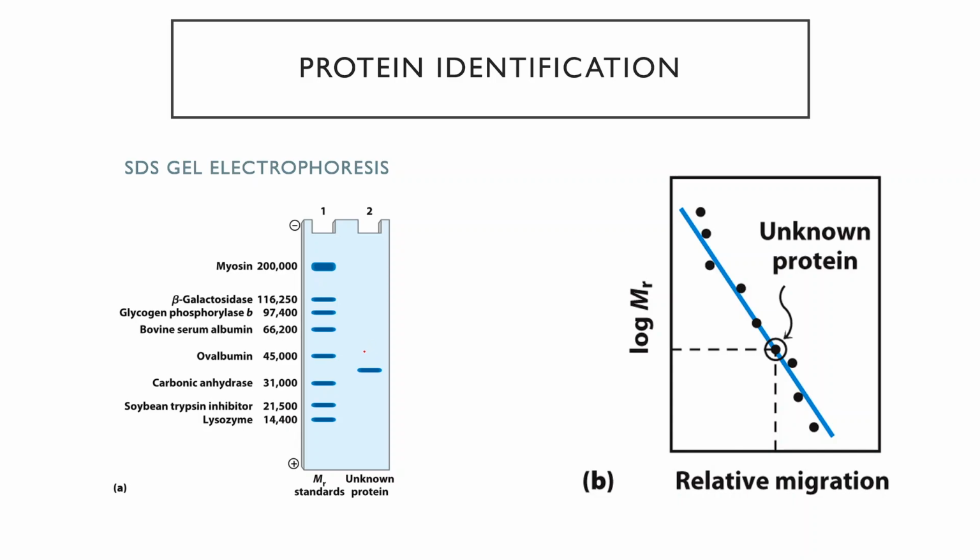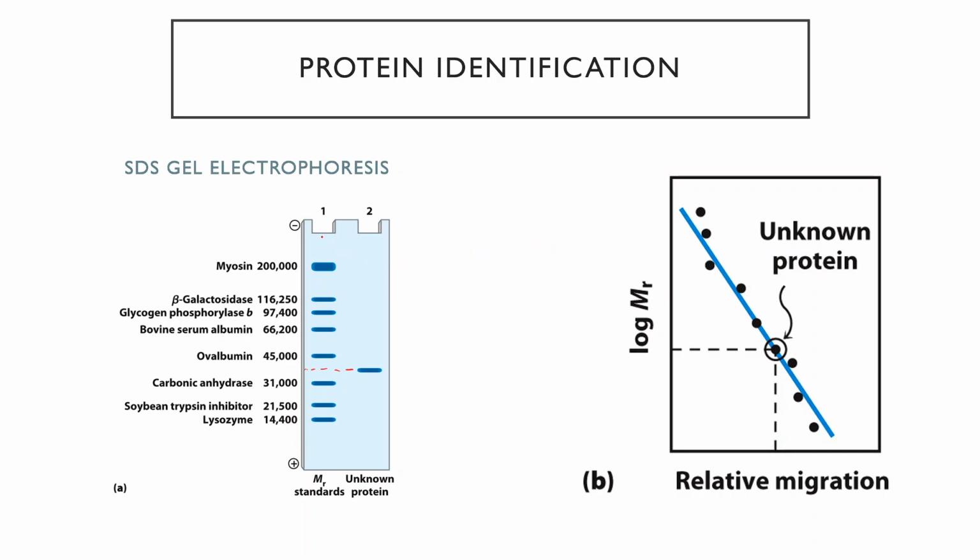So here we can see that this unknown protein ends up right about at this level on the gel. Right about there, somewhere between 45,000 and 21,000 molecular weight, or 45 and 31, I'm sorry. To get a more precise measurement of the molecular weight, you can graph the relative migration of each of those standards to its molecular weight.